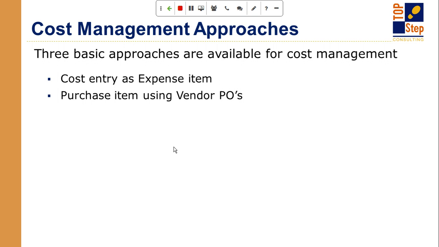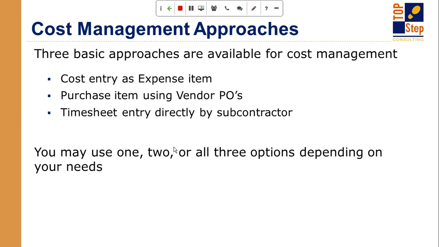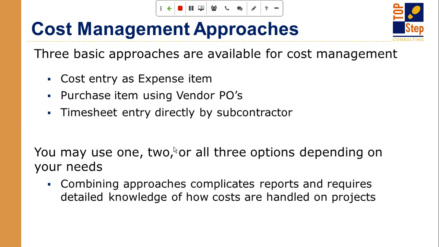Another is the whole vendor purchase order process in OpenAir. There's a quick PO process in OpenAir. And then finally, of course, timesheets being entered directly by the subcontractor. You can actually opt to use any of these, a combination of these, one or two or all three. But the more that you use, the more you also have to pay attention to how you set up your reports, especially when you're bringing cost in, like margin reporting, forecasting, things like that. You certainly don't want to double count cost. So depending on the mixture of the approaches, you will have to accommodate that in your report setup.